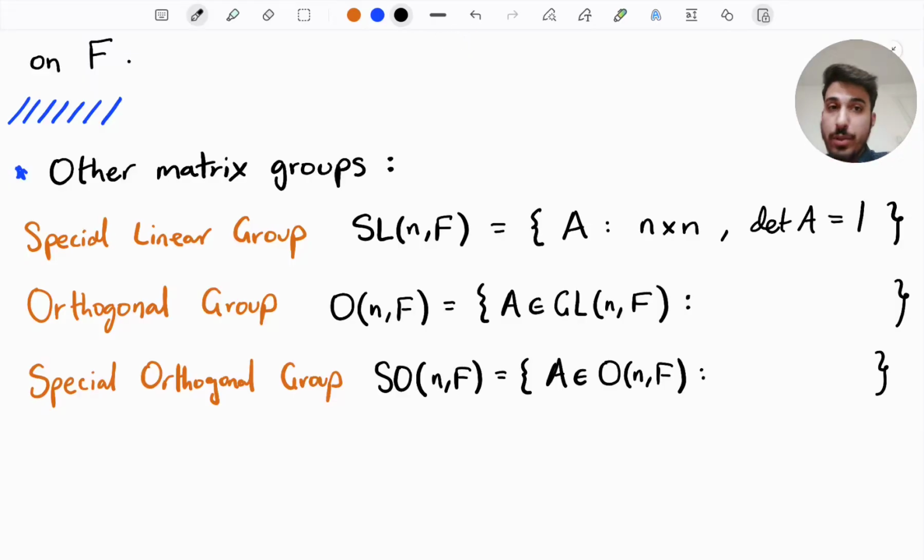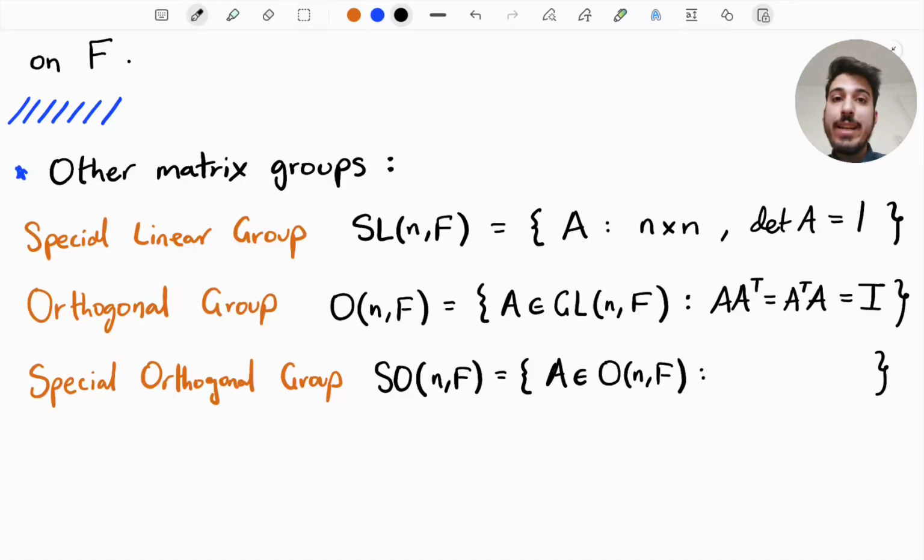Then we have the orthogonal group, which is denoted by O_n(F). So O_n(F) is all the matrices in the general linear group, so it is a subset of GL_n(F), such that A times its transpose is equal to the transpose times A, which is equal to the identity element. And this property only holds for orthogonal matrices.